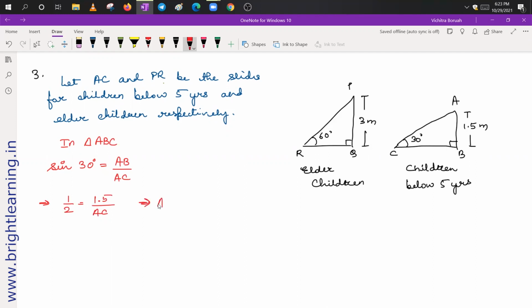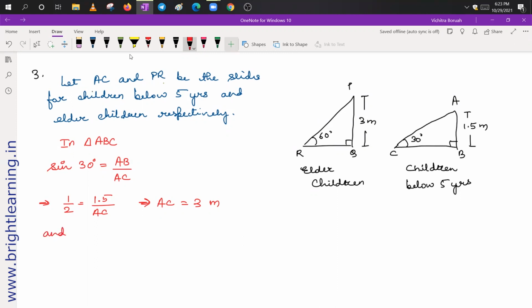So solving it, you will get AC equal to 2 multiplied with 1.5. So 1.5 into 2 is 3. So 3 meters. This is the length of this slide for children below 5 years. Okay. Now next, let us find the length of slide for elder children.